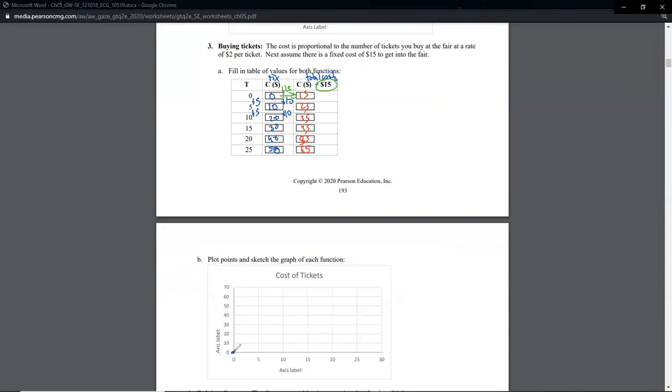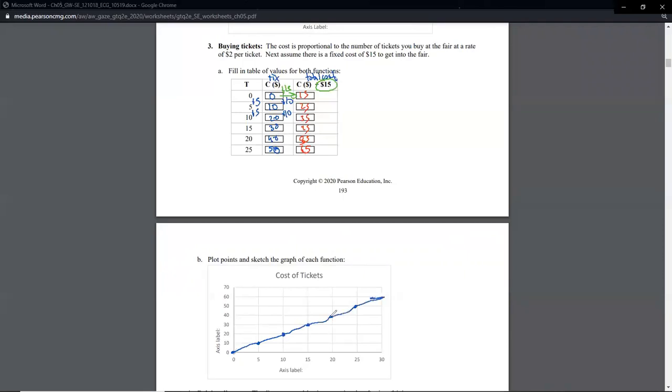All right, so in blue, we got the origin. 5 tickets cost us $10. 10 tickets cost us $20. 15 costs us 30, 20 would cost us 40, and then 25 would cost us 50, and that's where we stop. But I could keep going and say that 30 would cost us 60, 35, 70, 40, 80. It just keeps going forever and ever, because this is a simple model.